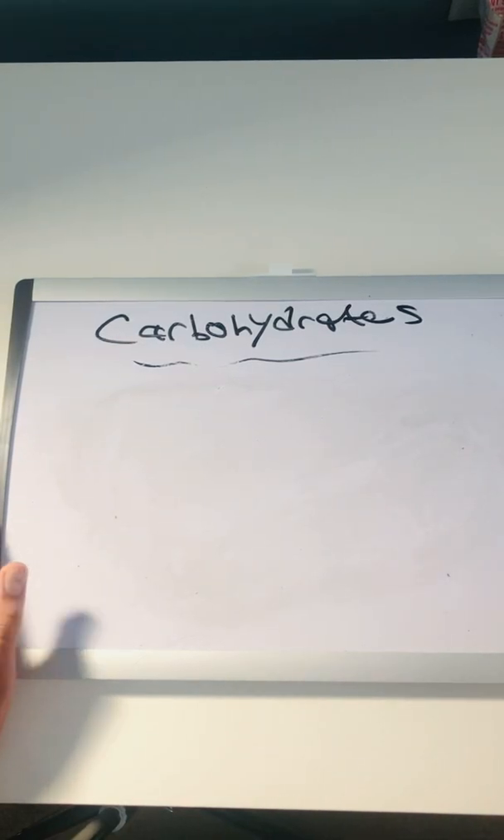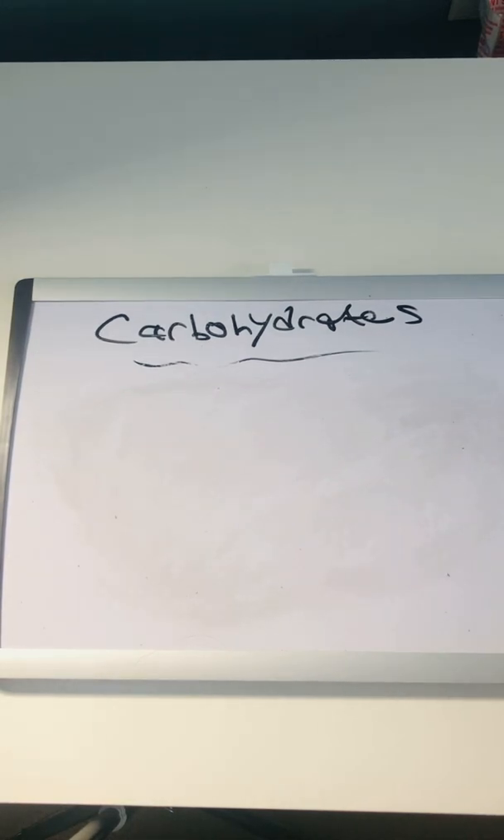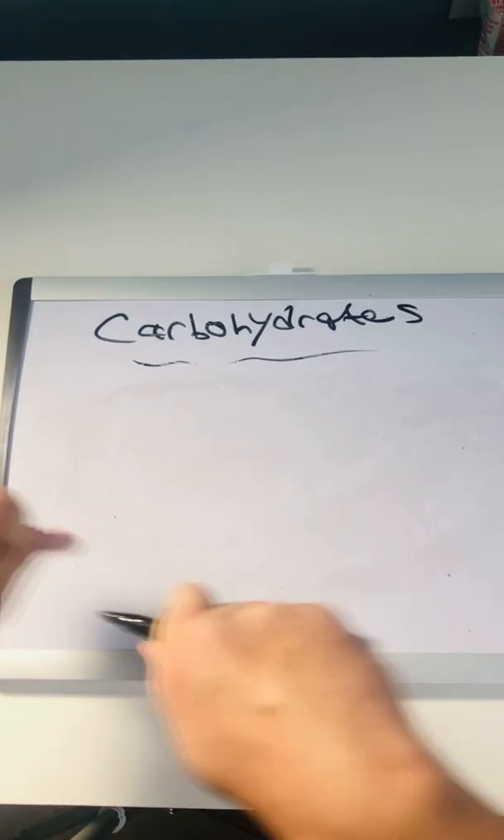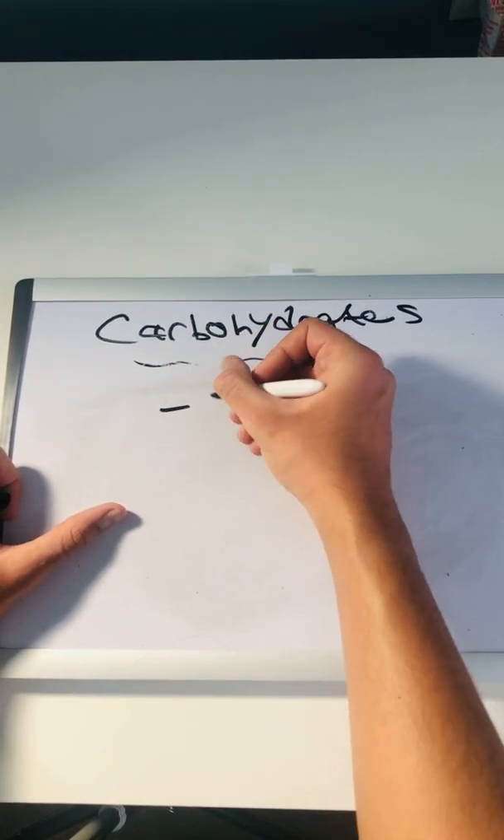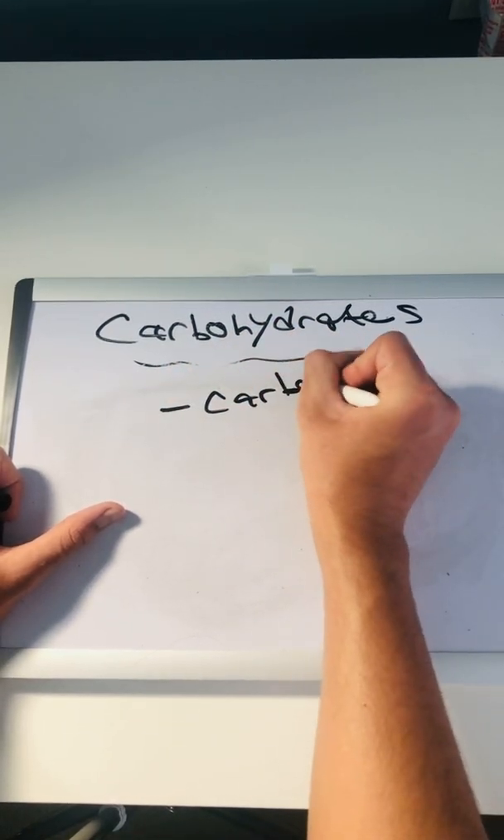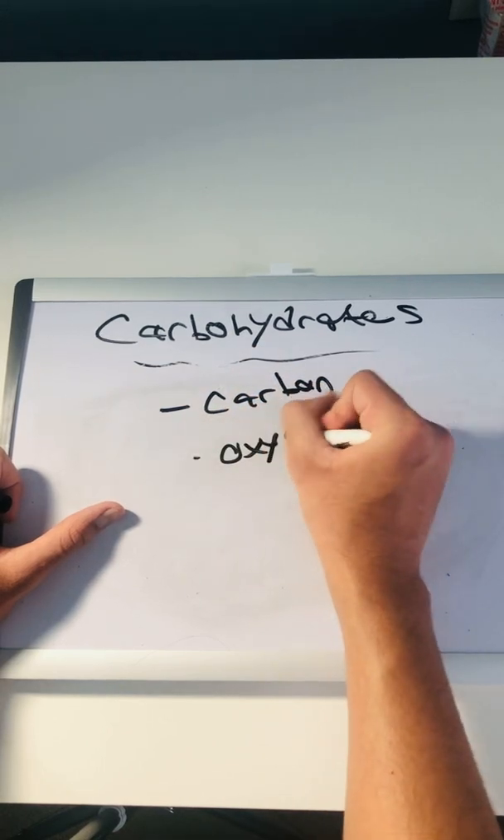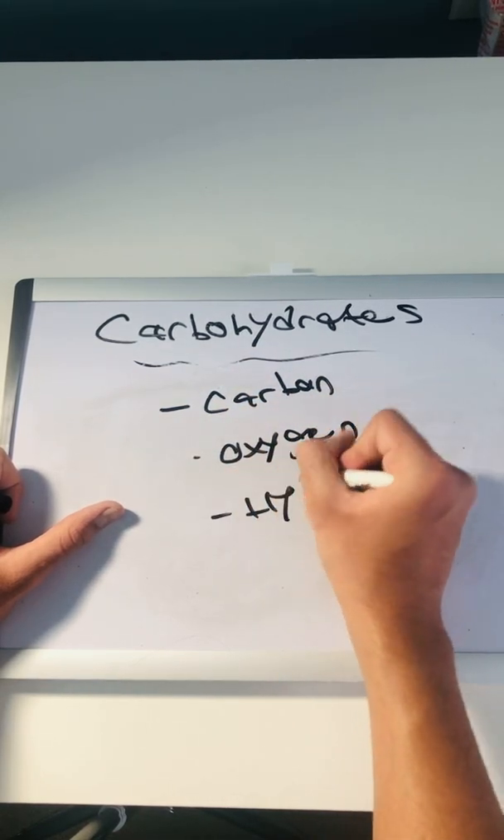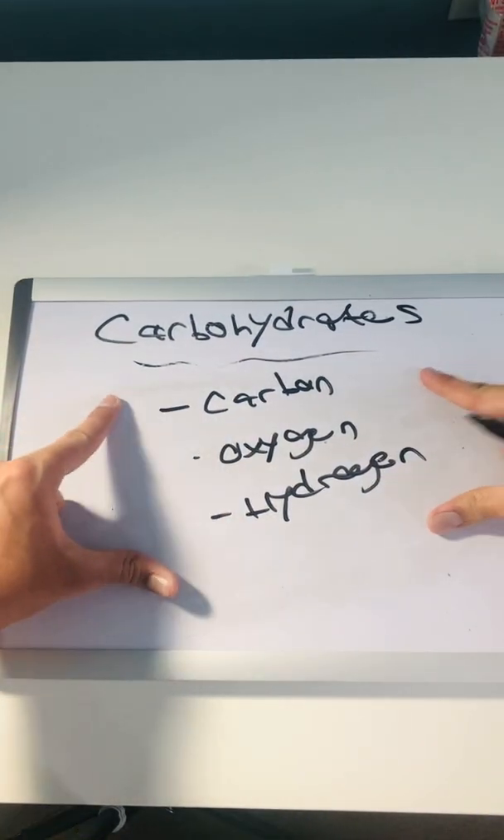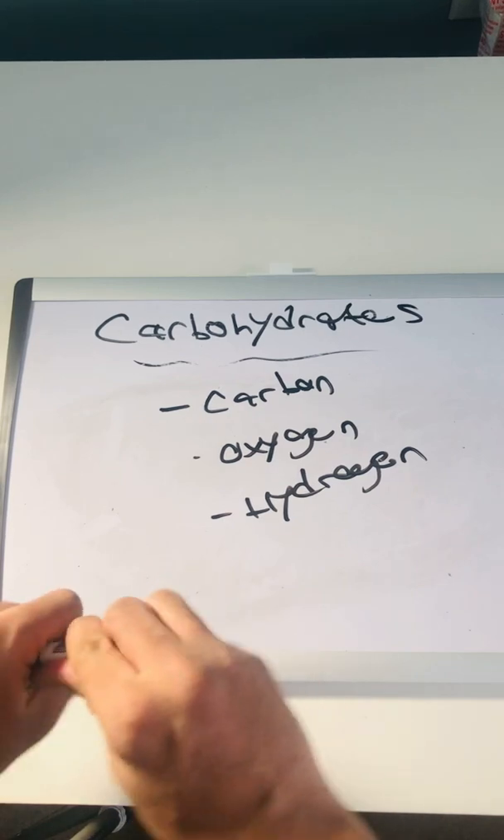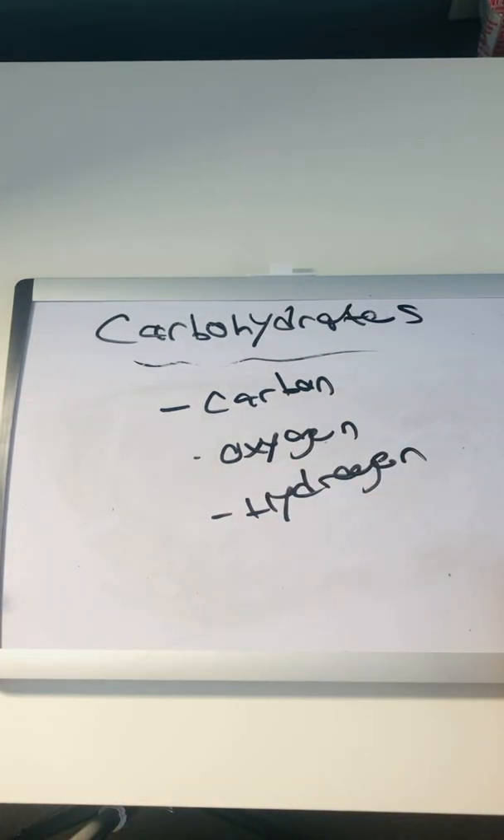So, firstly, let's look at the structure of carbohydrates and what's within carbohydrates. Every carbohydrate, no matter what, will have these three elements, and these three elements only. It'll have carbon, it'll have oxygen, and it'll have hydrogen. These three elements will be present within every carbohydrate, no matter what. They will be connected by covalent bonds and whatnot.